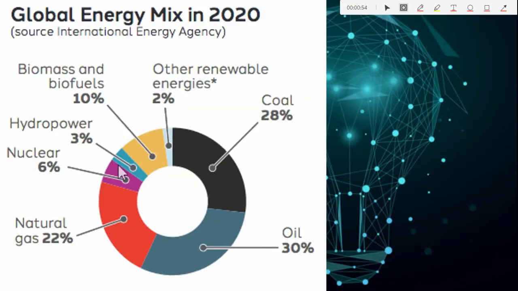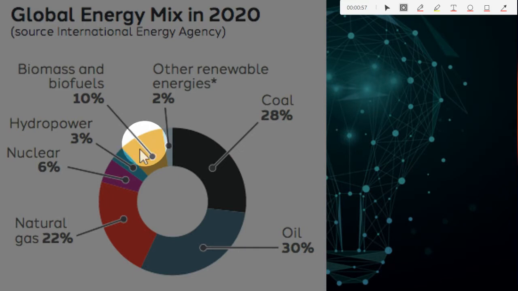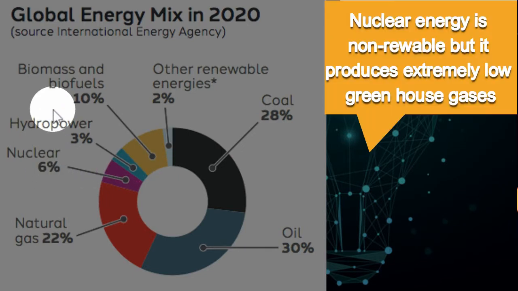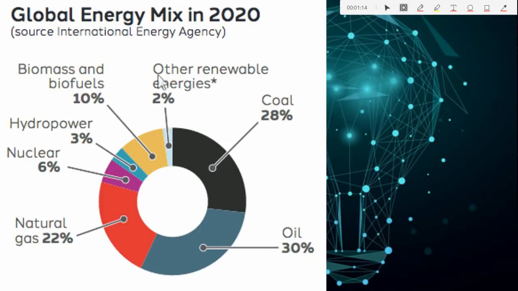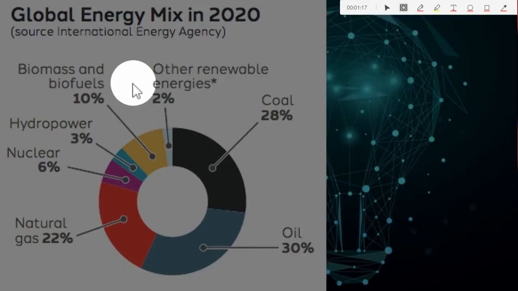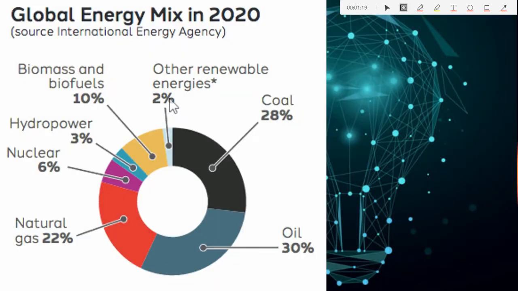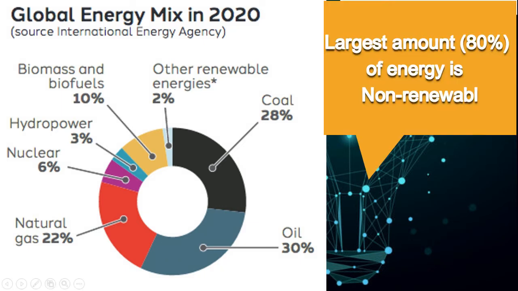And then the rest of the power is produced from clean energy sources. Nuclear is 6%, and biomass and biofuels, that includes charcoal and firewood, is 10%. And then we have hydroelectric power taking 3%, and 2% is from other renewable energy sources, for example, solar, wind, wave and tidal power. Also, that includes geothermal power. So I want you to pause the video and look at the percentages or the contributions of the different energy sources in the world energy supply.